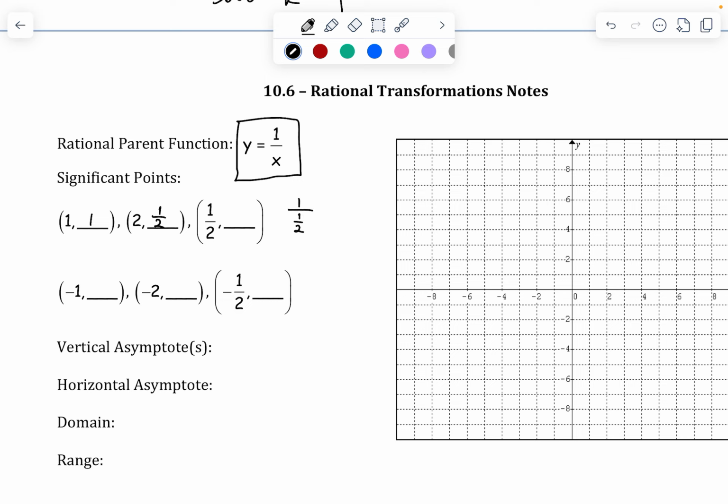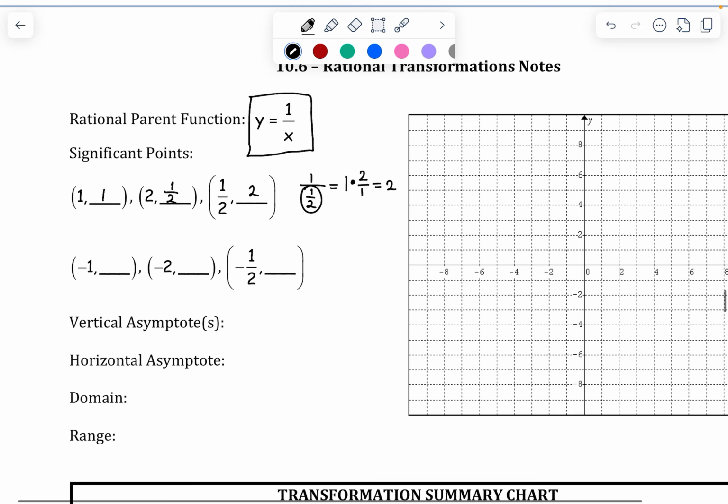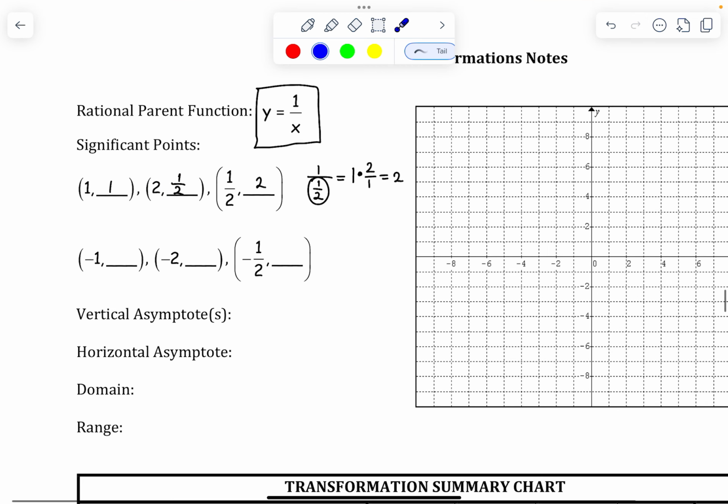When you're dividing by a fraction, remember that is the same as multiplying by the reciprocal, which would be 2 over 1. So that would just give me 2. And so this function is often called the reciprocal function because it takes your input and basically gives you the reciprocal. If I plug in 2, I get 1/2. If I plug in 3, I get 1/3. If I plug in 1/2, I'm going to get 2. If I plug in 1/3, I'm going to get 3. And similarly, if we plug in the negatives, we're just going to get the negative versions of those reciprocals.